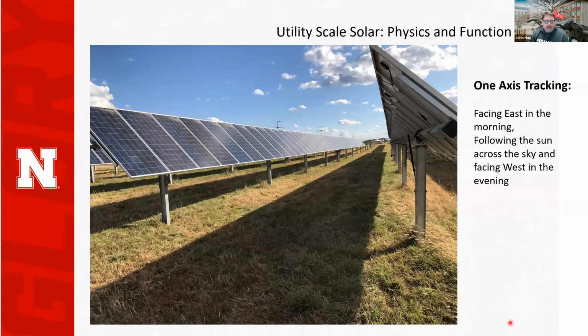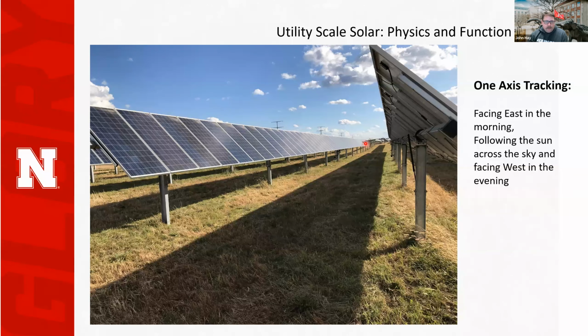What's most common in the industry today is called one-axis tracking. One-axis tracking faces east in the morning. The sun comes up and gets right into that solar panel early in the morning, and then they track the sun across the sky, and in the evening are facing west. And then as the sun goes down, they reset to center for the middle of the night, and they come back to east in the morning. And so those are moving parts.